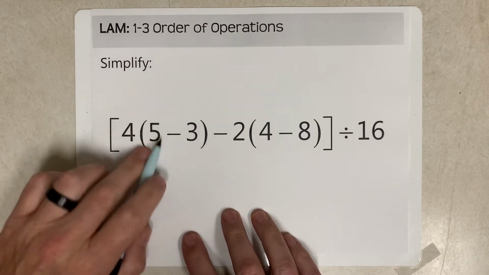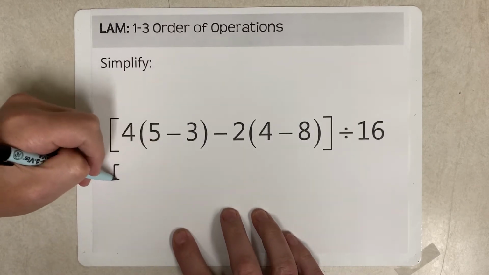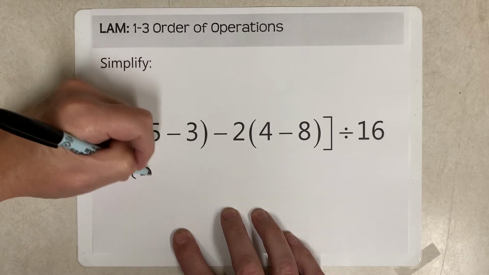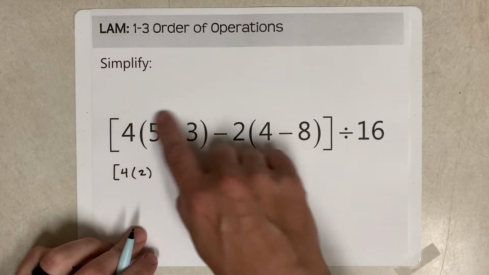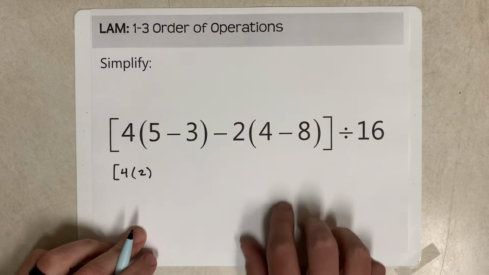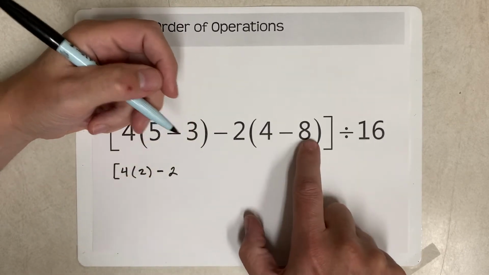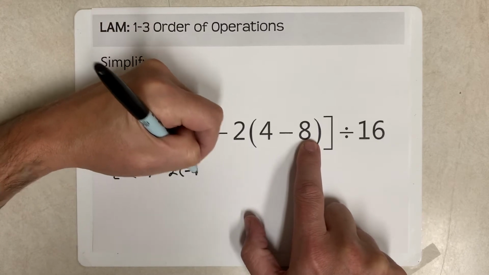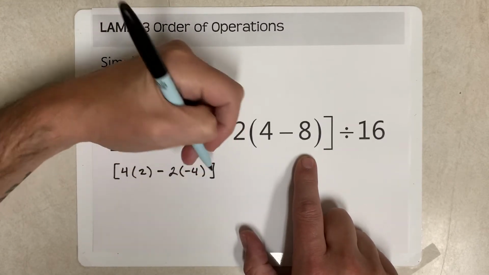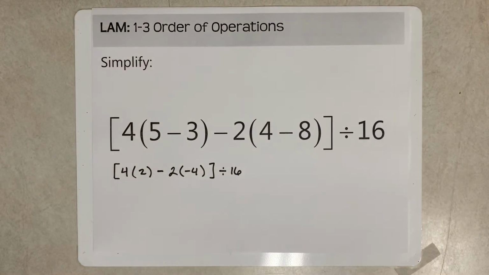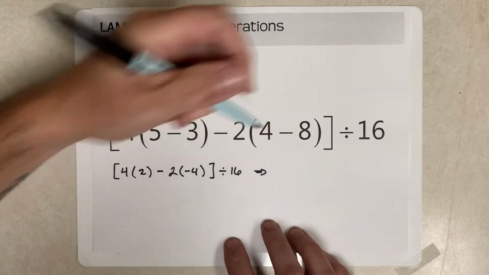Let's go ahead and do the 5 minus 3. So bracket 4 times, see 5 minus 3 is 2. Now this is all separate from this, so I can actually do this next. Minus 2 times 4 take away 8 is -4. Then close up your bracket, divided by 16. All right, that's a pretty good first step. I'm gonna arrow over now.